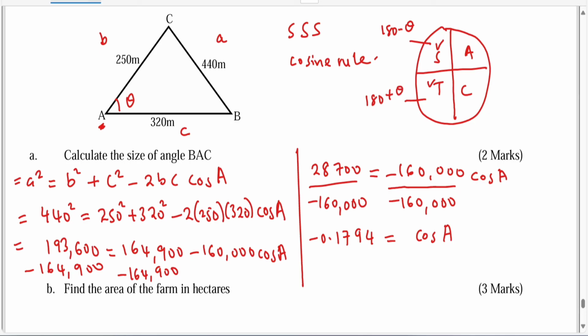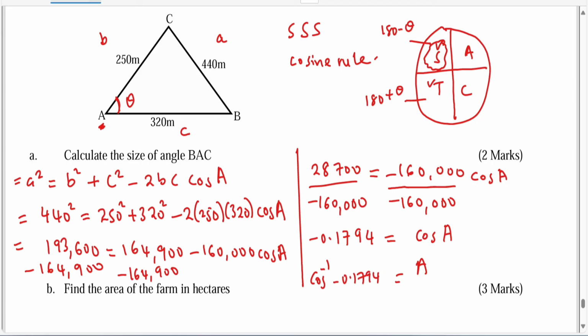So hii answer yako haiwezi kuwa kwenye third quadrant, kwa sababu ukiona hapa hii angle haiwezi kuwa more than 180. It doesn't make sense. So the only thing that you remain with is the second quadrant. So basically we'll take the second quadrant, but first let's find out the theta itself. So A, or the angle, you do cos inverse of negative 0.1794.